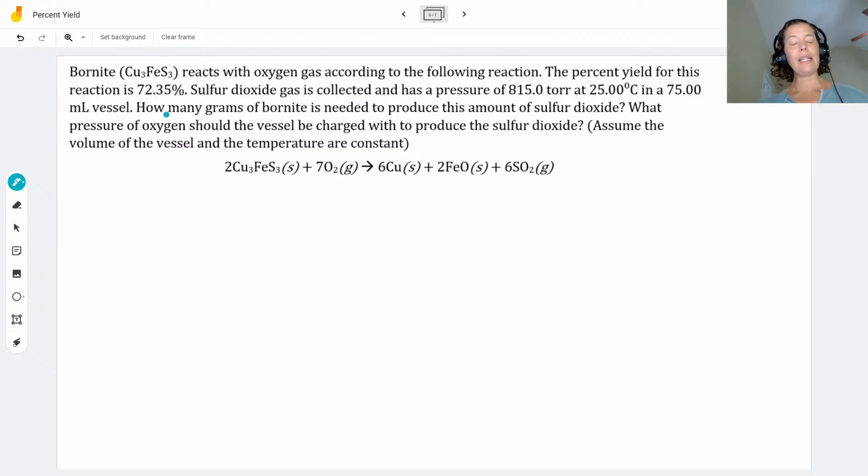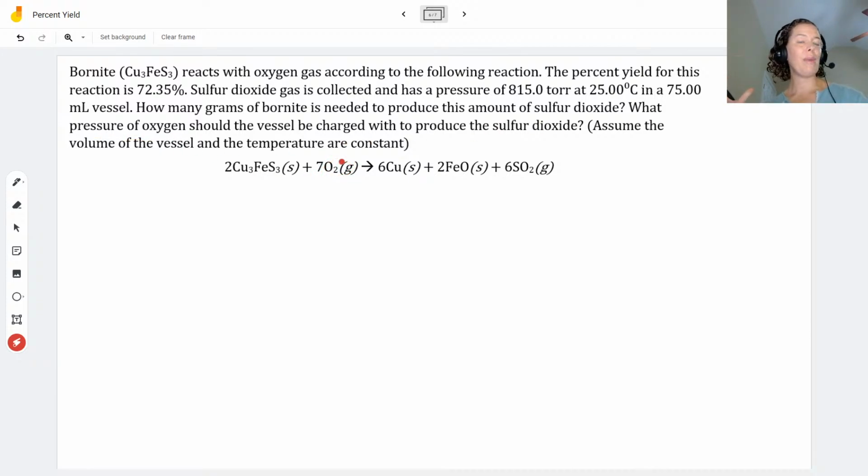So it sounds to me like if you're doing this in the lab, you've got this vessel, you're going to throw in some of your boronite and you're going to charge that vessel with a certain pressure of oxygen gas, and then you're going to let the reaction run. This is actually really similar to the problem we just did. So let's first identify this as a stoichiometry problem. All right. Percent yield is kind of a dead giveaway, but we were given information here about our sulfur dioxide gas, which is right here, and we're asked about grams of boronite, and we're also asked about pressure of oxygen.